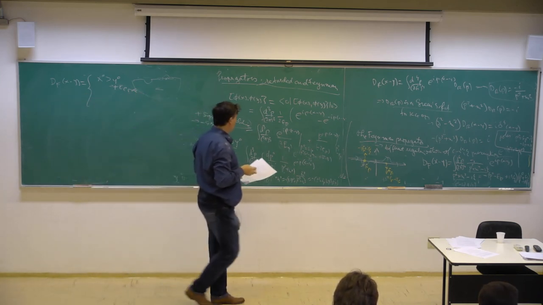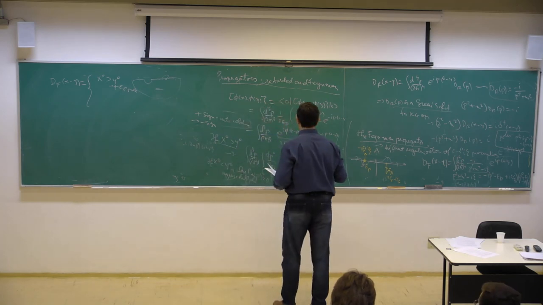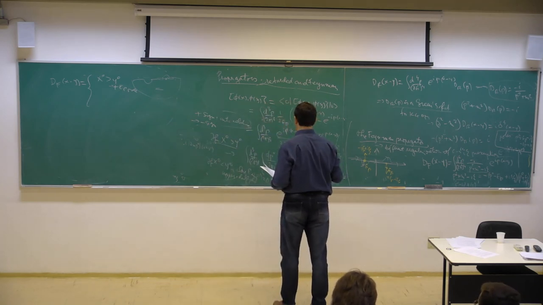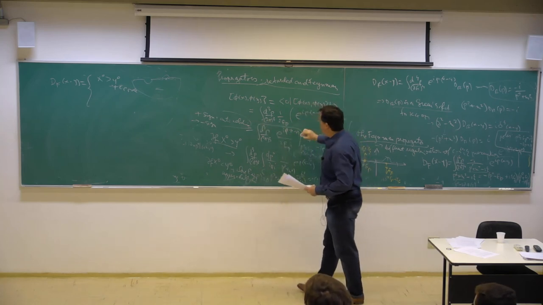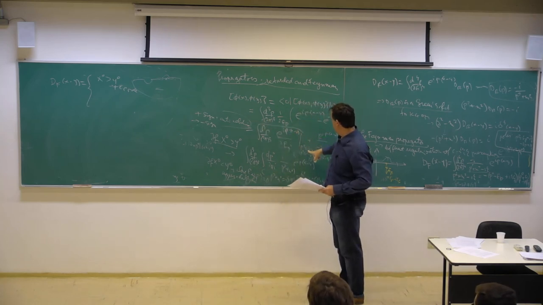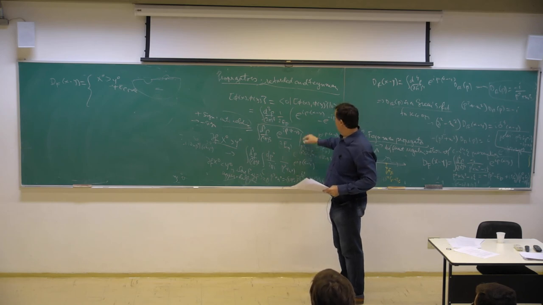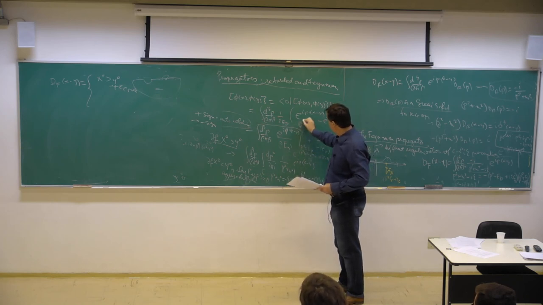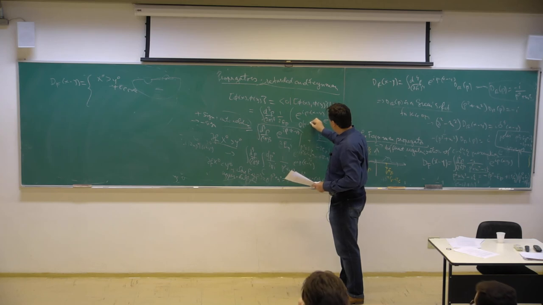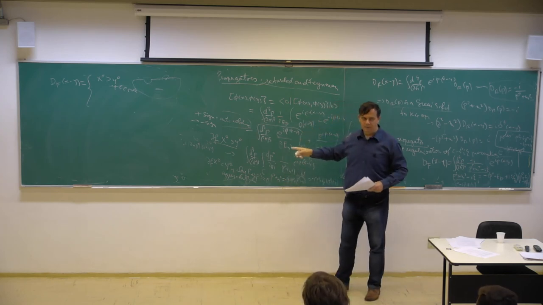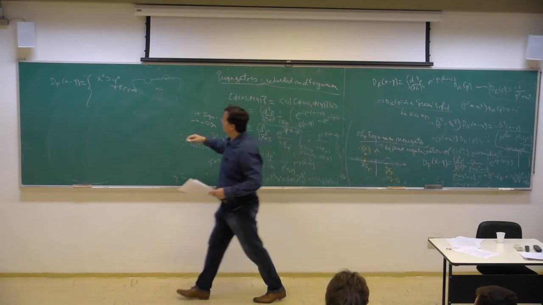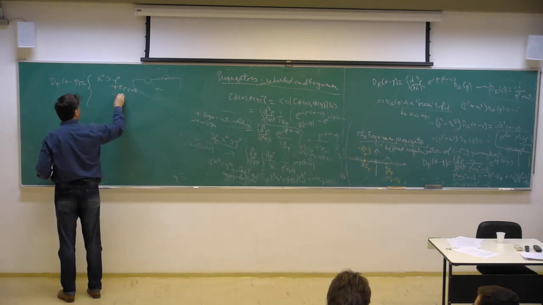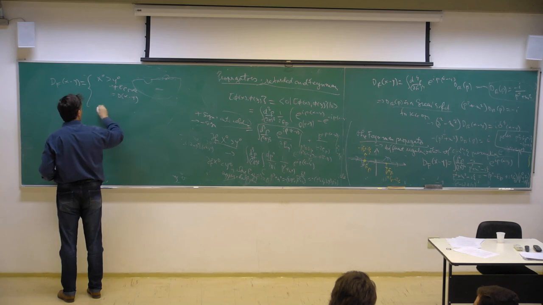So this was the pole at plus E_p, right? And this was what we called before D(x minus y) without any index, right? The retarded propagator was the other. This was just D(x minus y). So the result in here is D(x minus y).